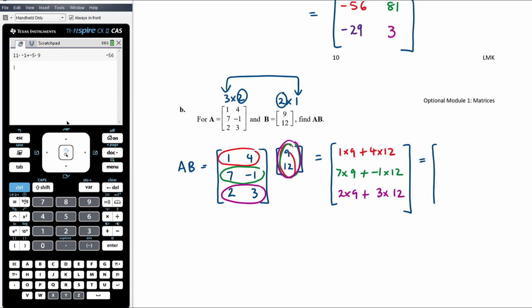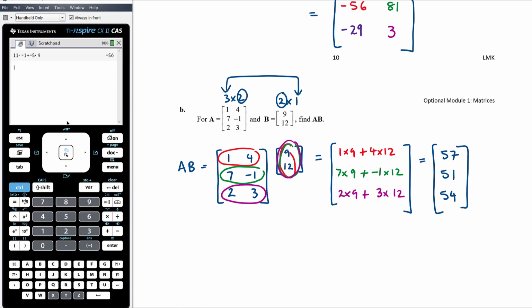Okay, then we can work that out. 1 times 9 is 9, plus 4 12s are 48. 9 plus 48 is 57. 7 9s are 63, minus 12, so it's plus negative 12, so minus 12, so 63 minus 12 is 51. 2 times 9 is 18, plus 3 times 12, which is 36. So 36 plus 18 is 54. And there's our final answer.